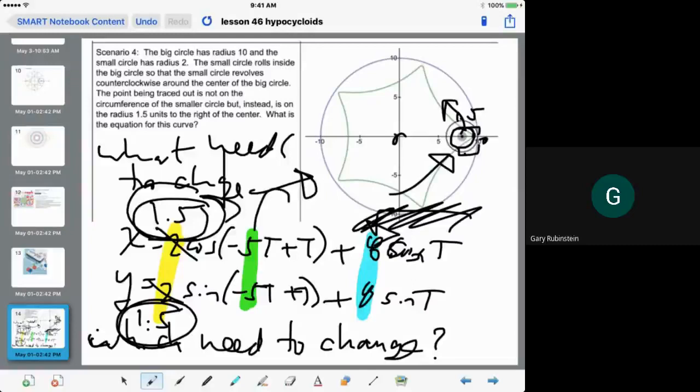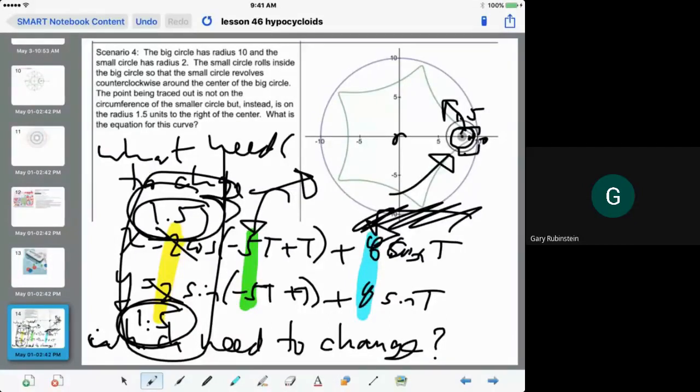The green does not change because the circle, even the point on this little circle, it's still going around 5 times as fast because of the circle that it's on. So it has nothing to do with the radius of this little circle. It's the circle that little circle is on. So the 5 does not change. It stays as a 5. And there's only one change that has to be made to make it a hypotrochoid. Just the coefficient of that first thing. Everything else stays the same.